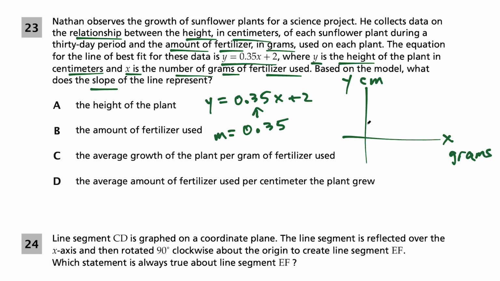If I give a rough sketch of this line, we have a y-intercept of 2, and a slope of 0.35, so it would look something like this. When you're looking for the slope of a line, you're looking for the rise over the run, or we could think of it as y2 minus y1 over x2 minus x1.